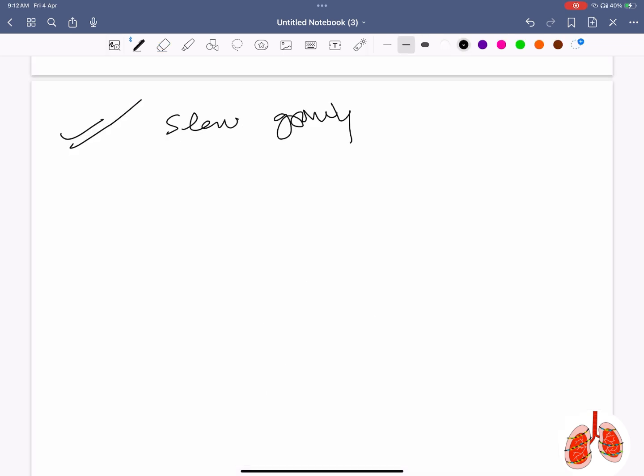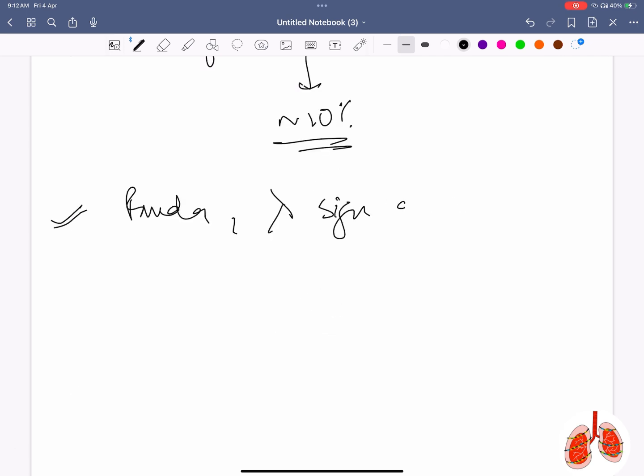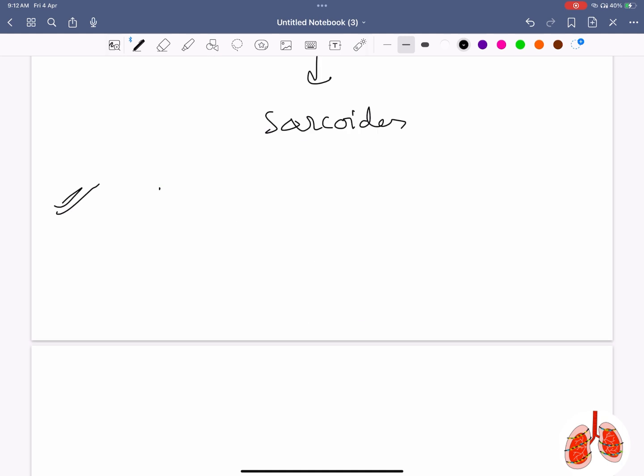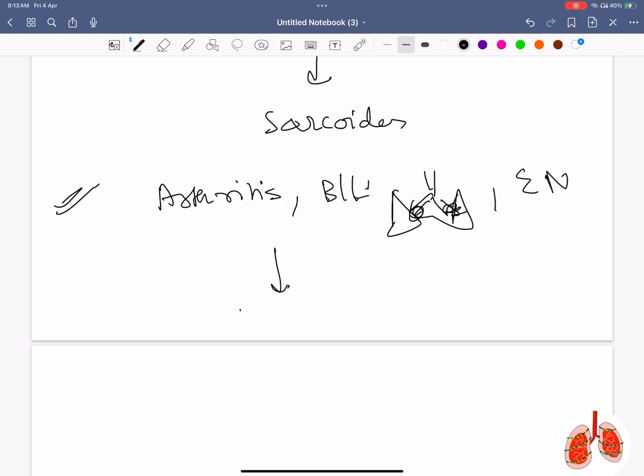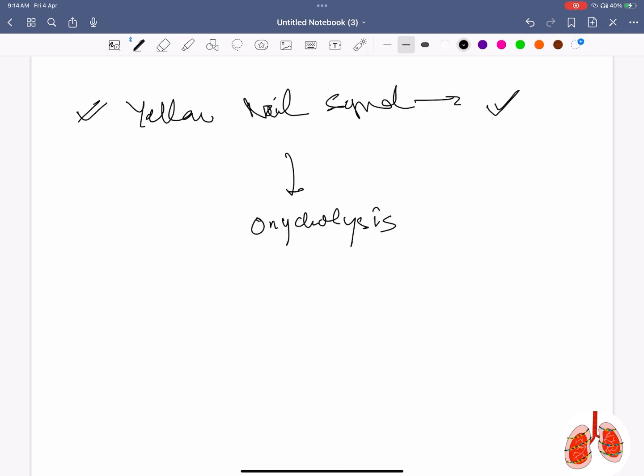Slow growing non-tuberculous mycobacteria is Mycobacterium avium. Lifetime risk of conversion of latent TB to active TB is around 10%. Panda and lambda sign on gallium scan is seen in sarcoidosis. Arthritis, bilateral hilar lymphadenopathy, and erythema nodosum is seen in Löfgren syndrome. Onycholysis is seen in yellow nail syndrome.